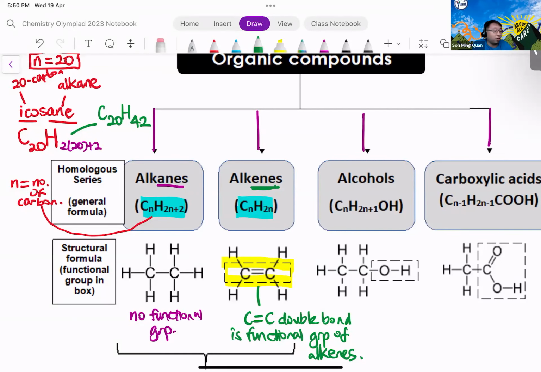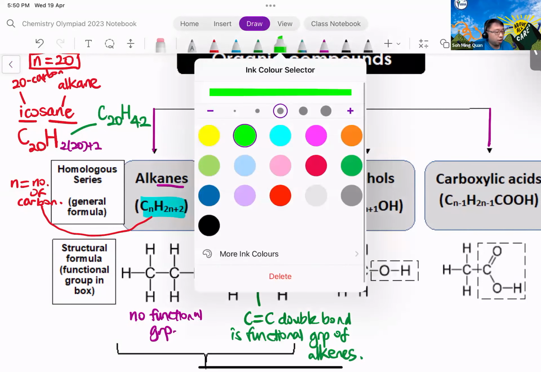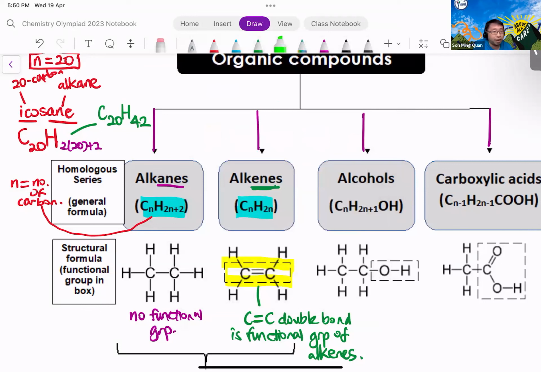Maybe a better way to think of it is, where was the plus 2 even? Where did the plus 2 hydrogens come from in an alkane? If you draw an alkane out, do you realize that there are 2 hydrogens sticking out at the end? So CnH2n plus 2 sticking out. That's why it's 2n plus 2 for an alkane.